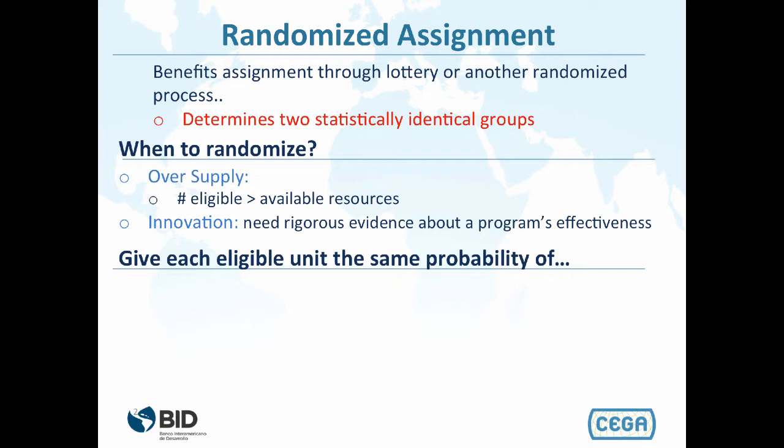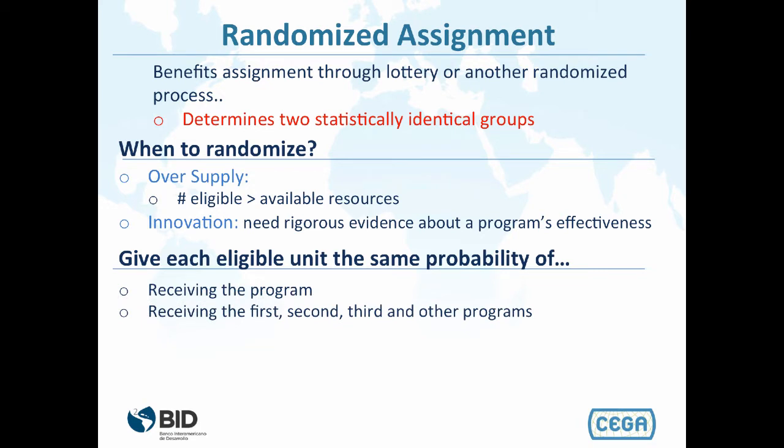In these cases, what we might think about doing is giving each eligible unit the same probability of getting the program or the benefit. And there are two versions of this. One, if we have a limited amount of money, say we only have enough money to treat 100 beneficiaries, but we've got 200 beneficiaries, we could give all 200 beneficiaries a 50% chance of getting the program and flip a coin who gets it and who doesn't.